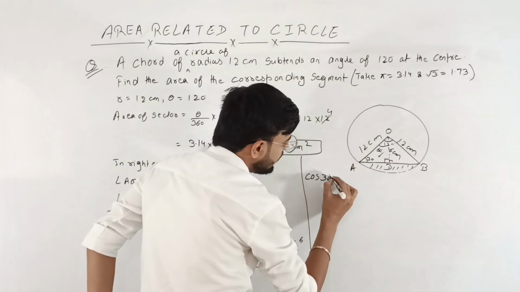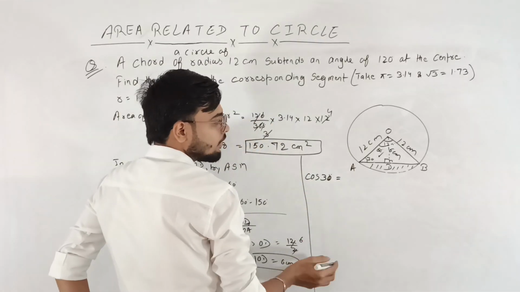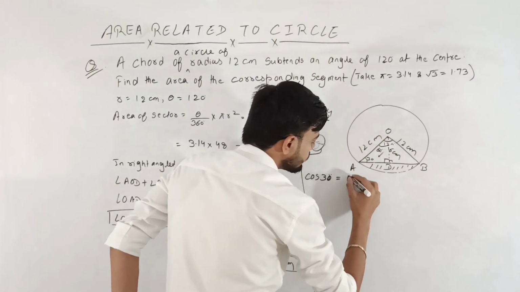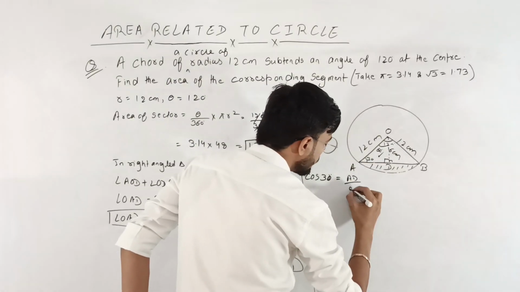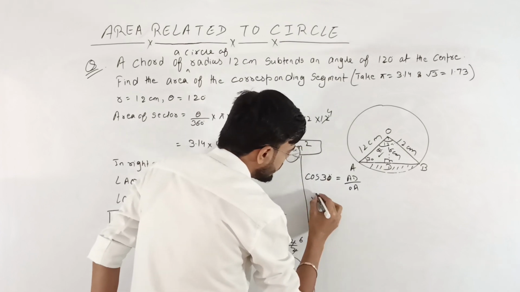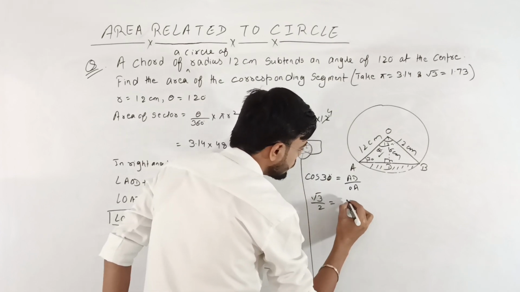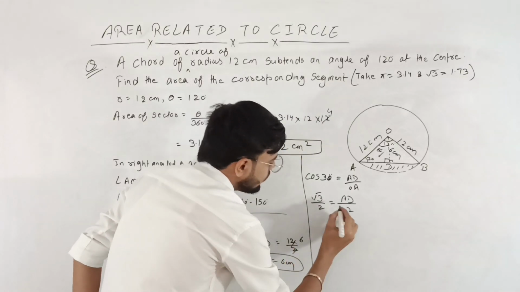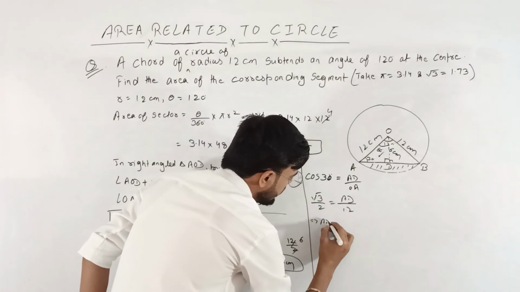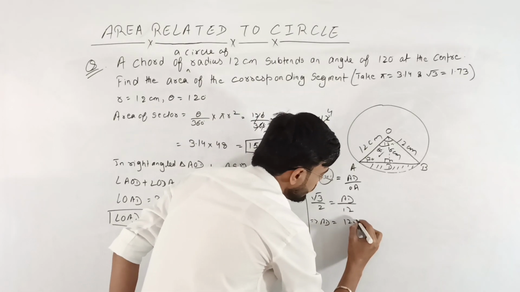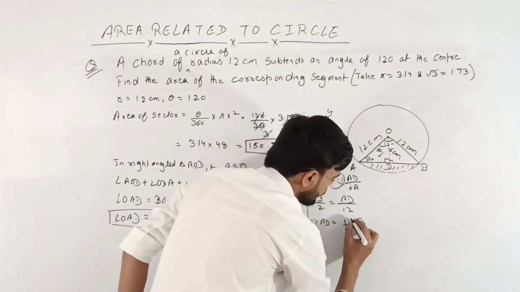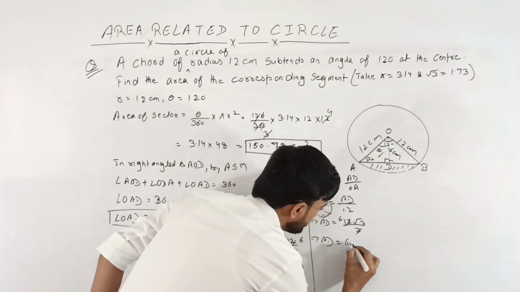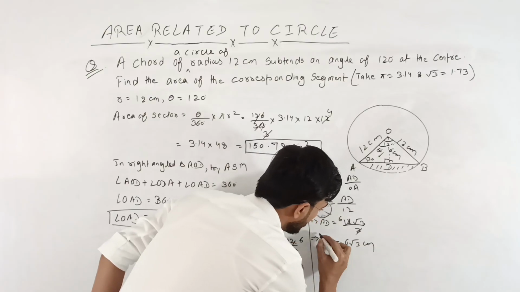So cos 30 is what? B upon H. Now for this angle, perpendicular is this one. So base is AD upon hypotenuse is OA. So cos 30 is root 3 upon 2 is equals to AD upon OA is 12. So now from here AD is what? 12 root 3 upon 2. Now this is cancelled by 6 times. So from here I have AD is 6 root 3 centimeter.